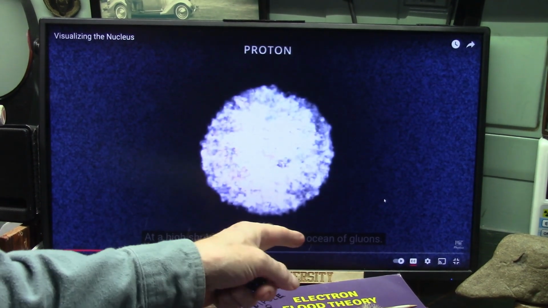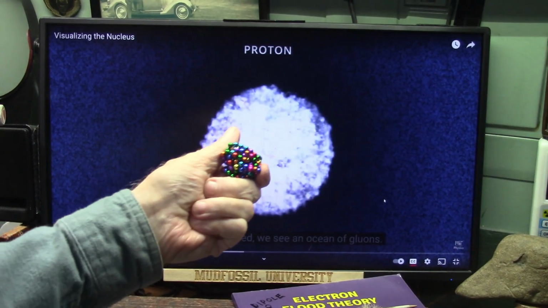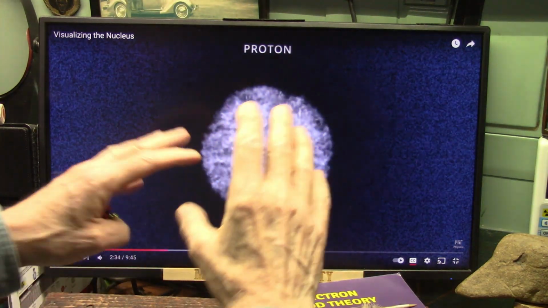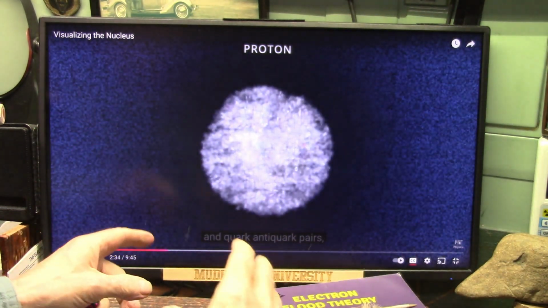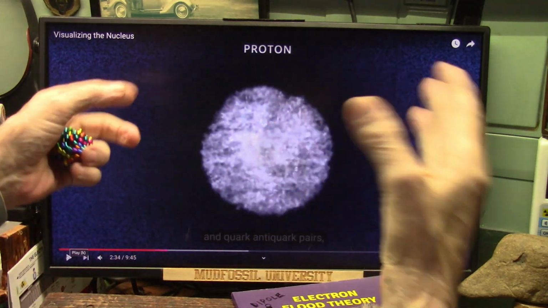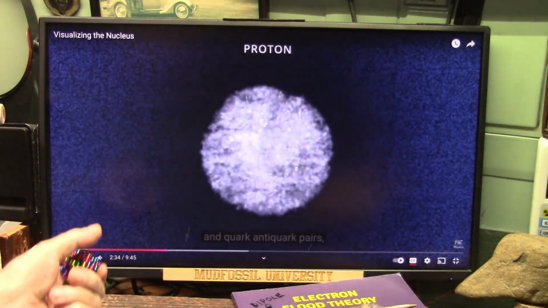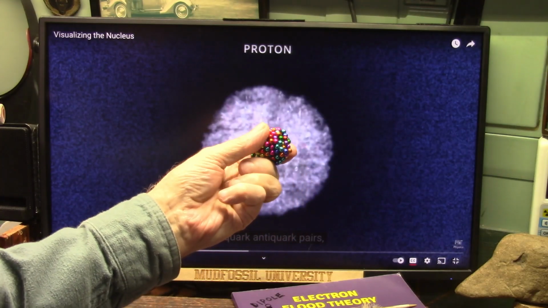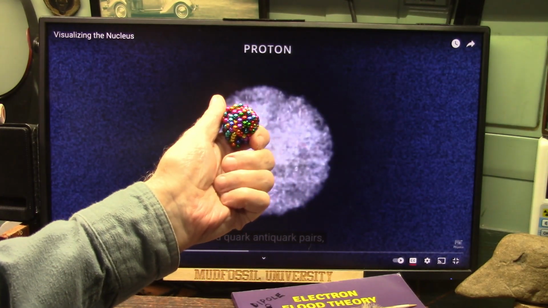So they see an ocean of gluons, which each one of those is a gluon. See, this is where they lose it. They say at different speeds and shutter speeds, we see quarks and anti-quarks and pairs of this and hadrons and all kinds of things. It doesn't matter. It's all made of dipole electrons.